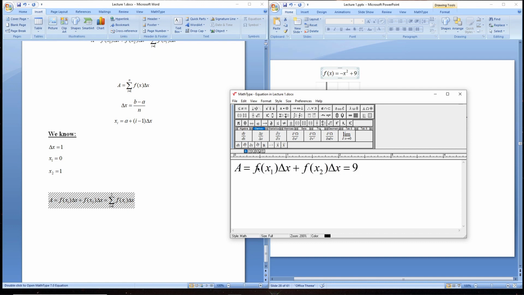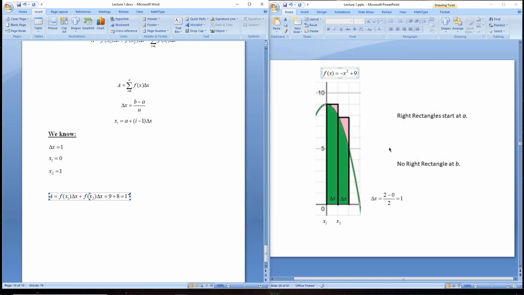Plugging 0 into that gets us 9. Now it says that we should multiply this by delta x. And we figured out delta x over here. We figured out that's 1. And so 9 times 1 gets us our 9. And then we have our plus sign. Moving on to the next term. The next term says take x2 and plug it into the function. So what's x2? Well, we figured out what x2 is. It's 1. And so we'll plug it into the function. And 1 squared is 1. So 9 minus 1 is 8. To give us our final answer then of 17.